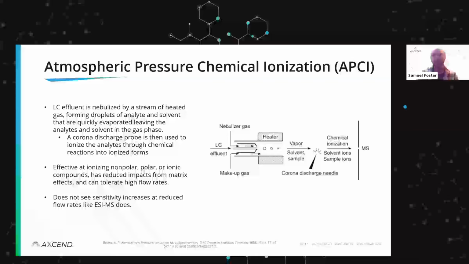That being said, one of the key benefits of ESI mass spec is that you see a sensitivity increase when you get down to these lower flows. You do not see that sensitivity increase with APCI, and we'll get into a little bit about why that is.